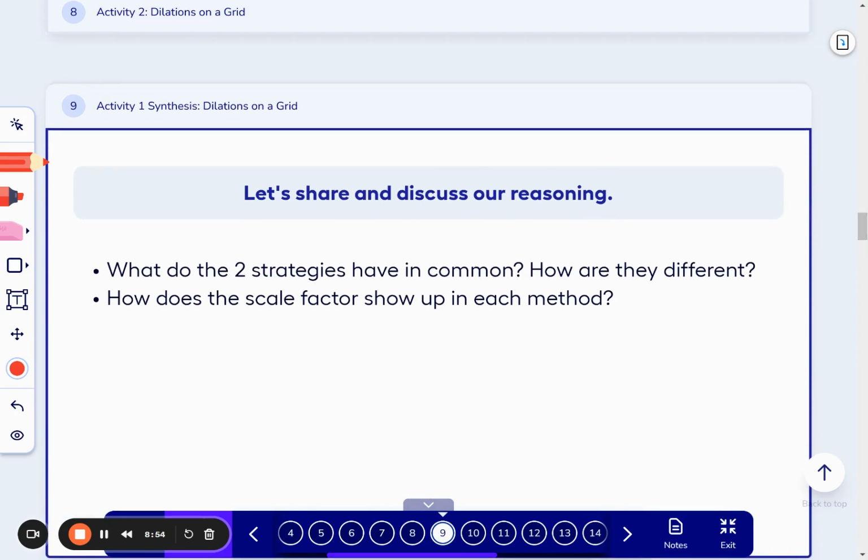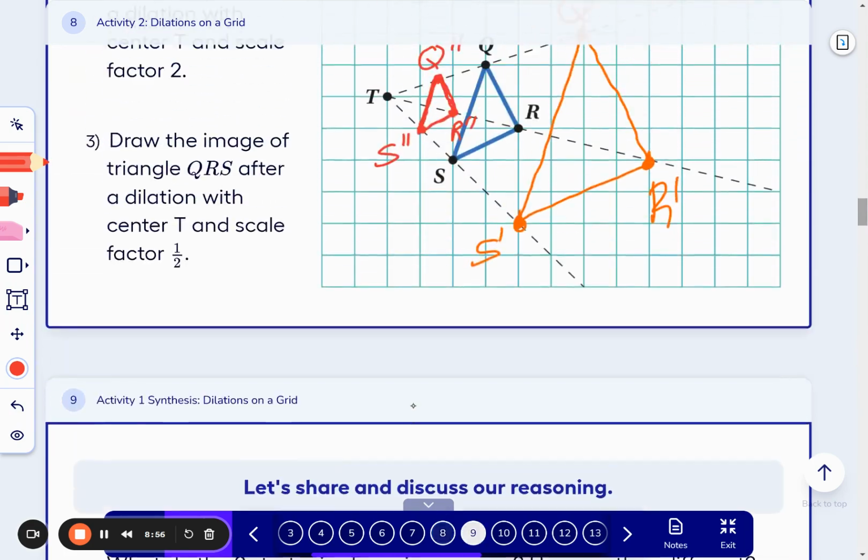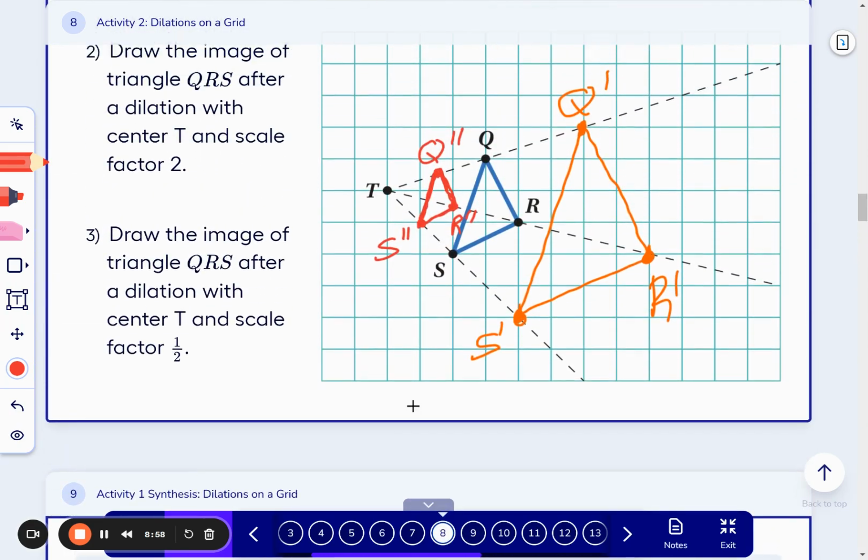How does the scale factor show up in each method? Well, if I took the distance from T to Q prime divided by the distance from T to Q, I would get 2. Same thing: T to Q prime divided by T to Q. Yeah, it's image over pre-image. So this image over the pre-image would give us a half.